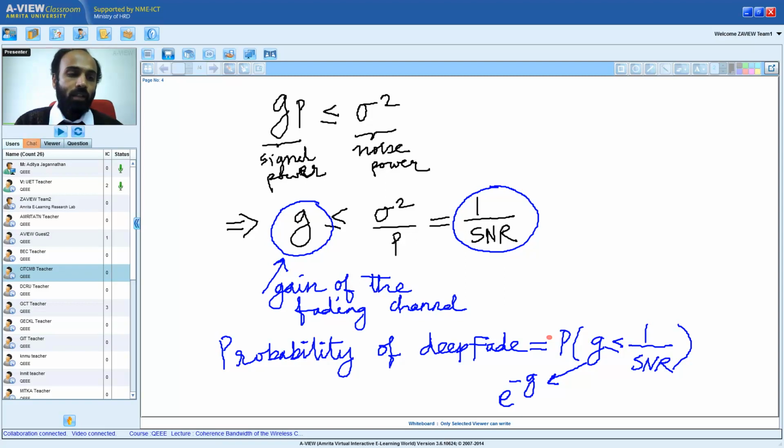So PSG college, I think they have already given me the answer, but I'm just trying to see if someone else can respond with the answer. The distribution of the gain is e to the power of minus g. How can I compute the probability that g is less than or equal to 1 over SNR?